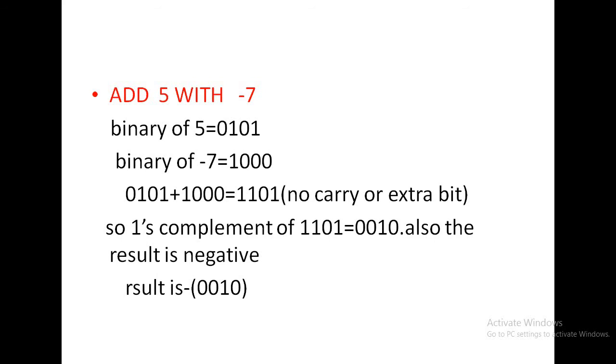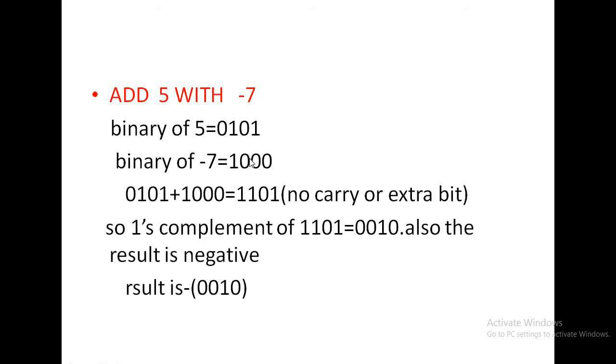Next example. Addition of 5 with minus 7. We know that the binary of 5 is 0101. Then how can I find the binary of minus 7? First find the binary of 7, which is 0111. Then calculate the 1's complement of 0111, which is 1000. Just change the 0 bits to 1 and the 1 bits to 0.